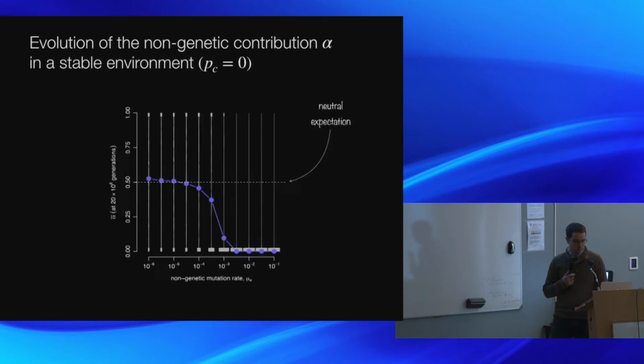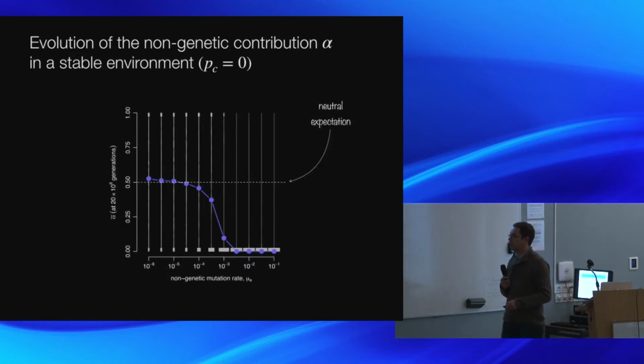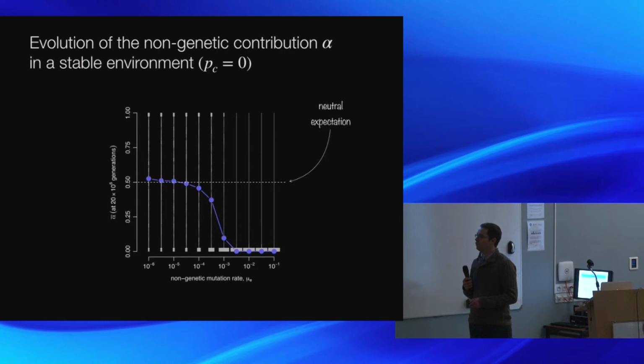We can do that by varying the non-genetic mutation rate. We see that at some point, when the non-genetic mutation rate becomes high, there is selection for decreased contribution of this medium, which makes a lot of sense. If you have a medium that moves the phenotype away from an optimum, and this optimum never changes, you shouldn't favor a medium that moves it. So you should favor the larger contribution of the less mutable medium.